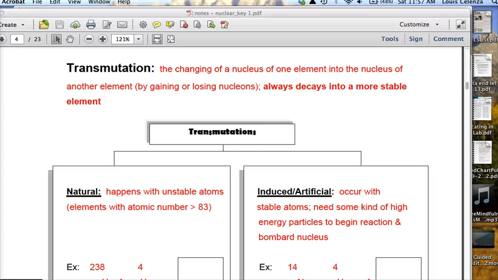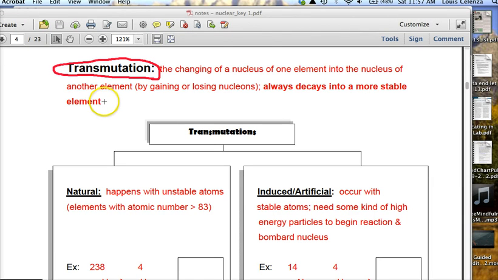Alright, so here we are with unit number 12, our final unit, lesson number 2. What we're going to look at here is a process called transmutation. This is a definition that you should know. In essence, transmutation is when the nucleus of one element changes into the nucleus of another element. In other words, you're changing one element into a completely different element.